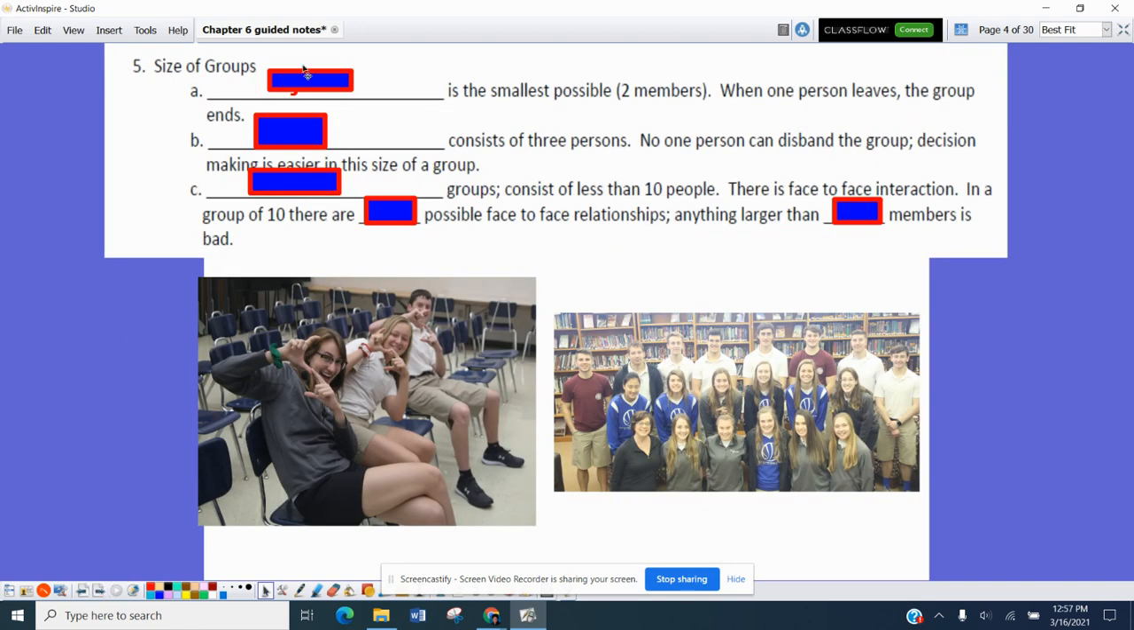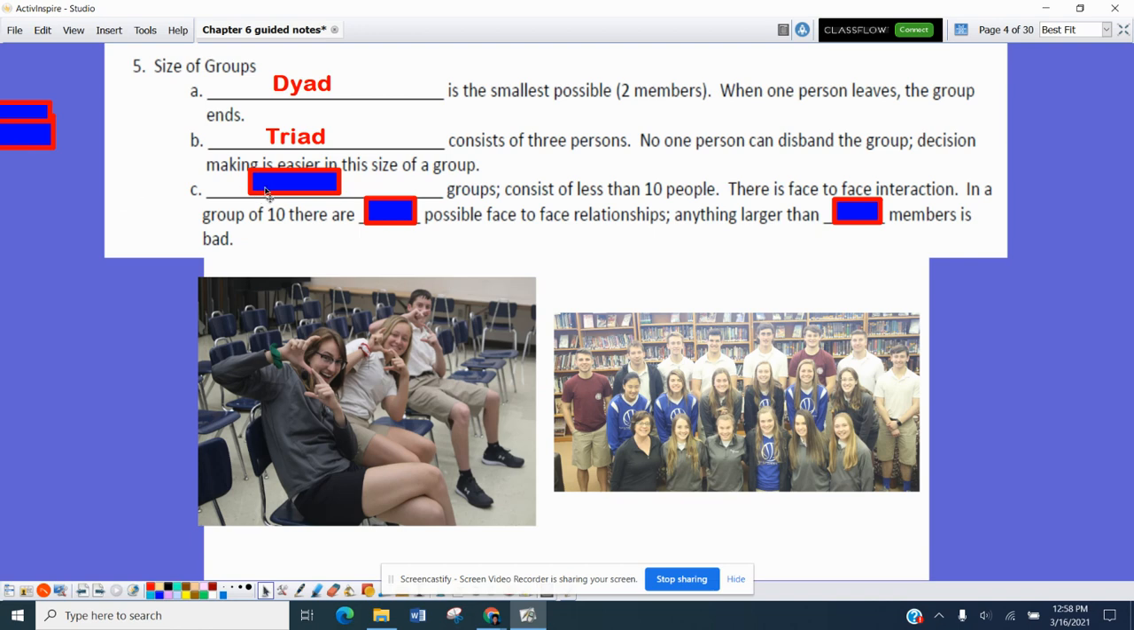When you talk about the sizes of groups, you can have a dyad, which is the smallest possible group, that has two members. Whenever one person leaves, the group ends. You can also have a triad, which consists of three people. No one person can disband the group. The decision making is a little easier in this size as well.